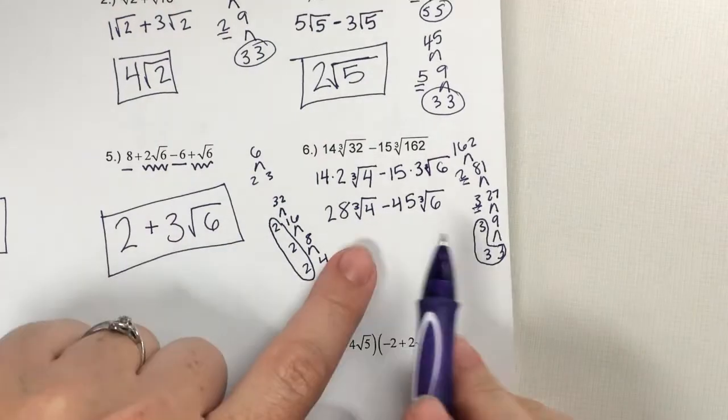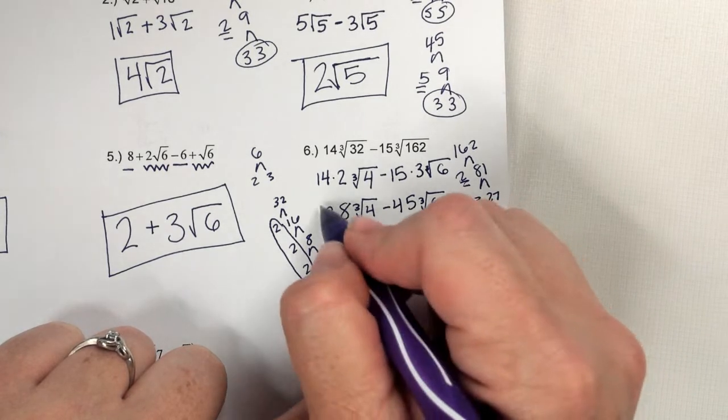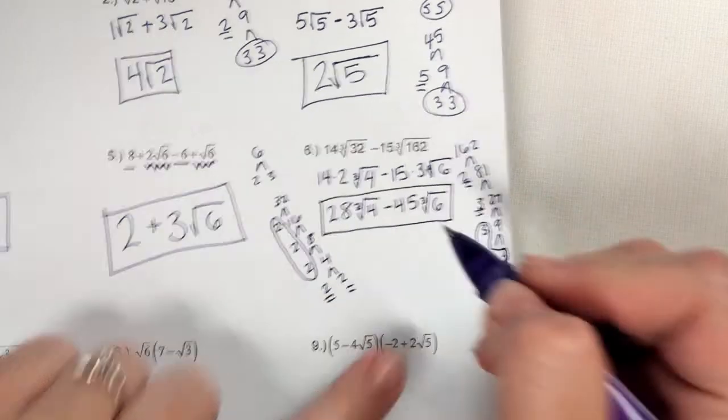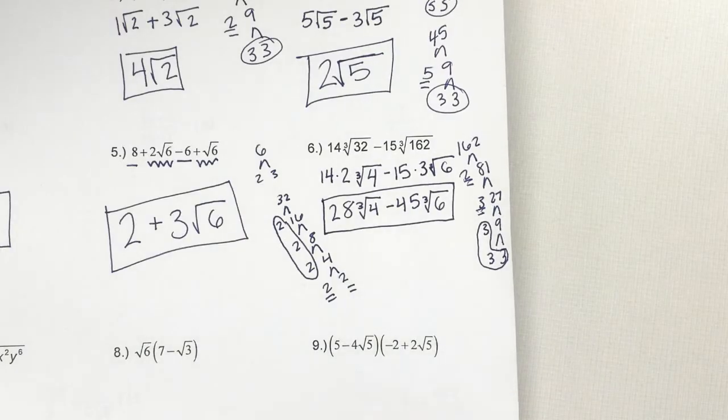Now this is a cube root of 4, and this is a cube root of 6, therefore these are not like terms. So this is my answer. Okay, let's look at number 7.